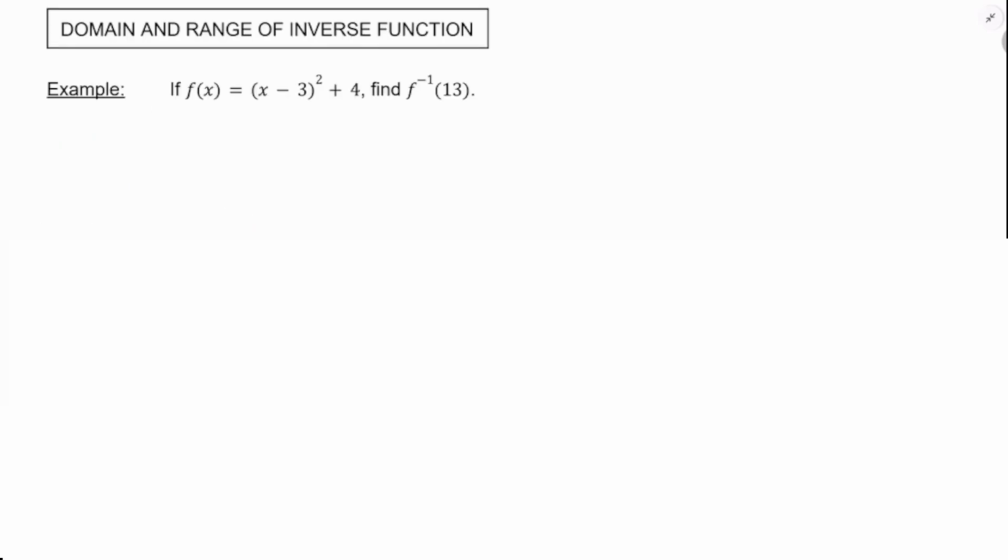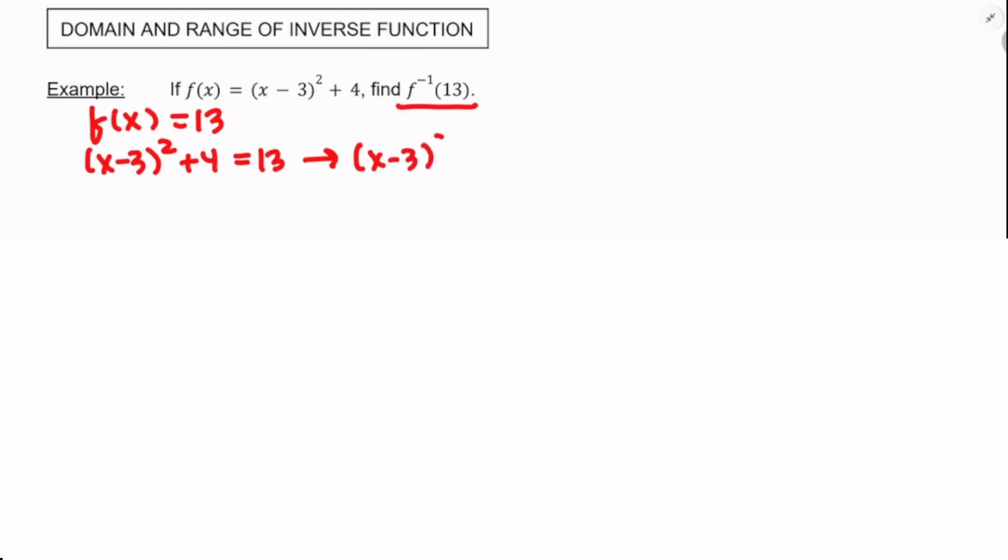All right, now I'm going to switch to a different discussion, domain, range, and inverse function. So if f of x equals (x minus 3) squared plus 4, find f inverse of 13. Okay, so if you heard what I said earlier, f inverse of 13, I'm going to set f of x equal to 13. So that means (x minus 3) squared plus 4 needs to equal 13. Well, in that case, (x minus 3) squared would need to equal 9 if I subtracted 4 from both sides.